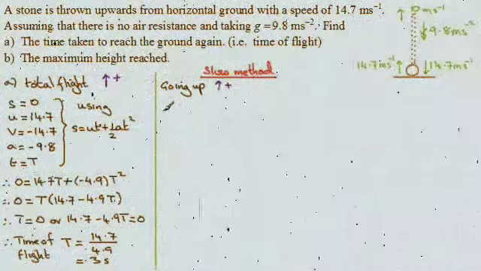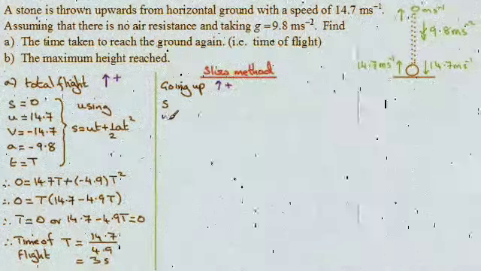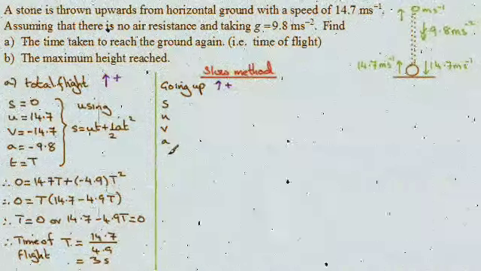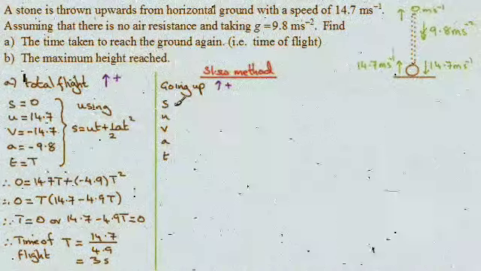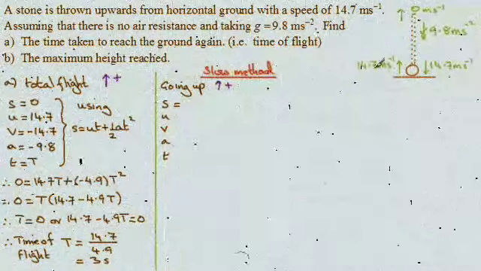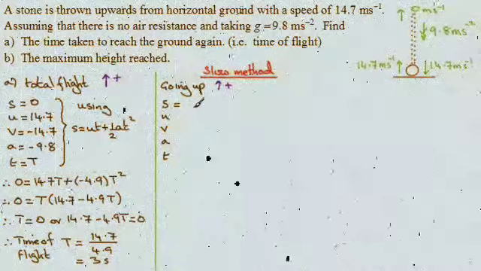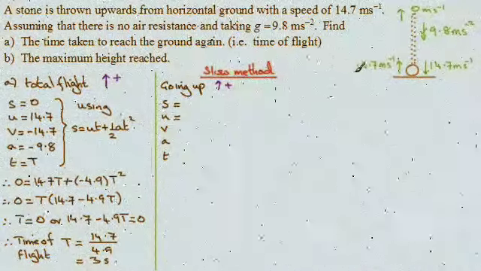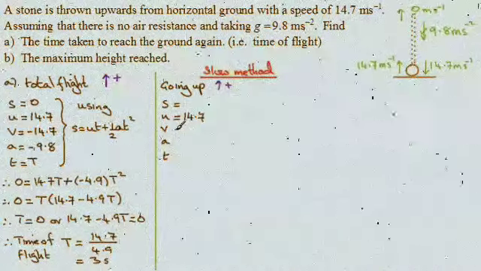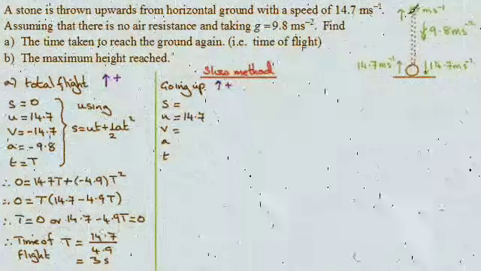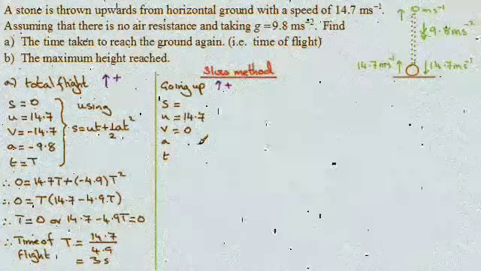I'll set up my SUVAT based equation. We've got s, u, v, a and t. And with this, what is s going to be? Well, I don't really know what s is going to be. That'll be that maximum height there. So we'll leave that blank. When it comes to u, that's going to be 14.7. It's in the positive sense. Now v, the final velocity on the way up, well, that's going to be 0. It's going to come to instantaneous rest. So we'll put that as 0.